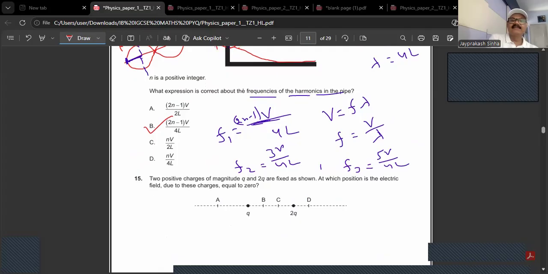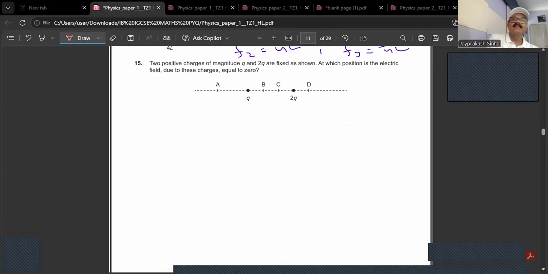Come to the next question. Now, two positive charges of magnitude Q and 2Q are fixed as shown. So this is positive and this is also positive. Okay. So at which position is the electric field due to these charges equal to 0? If we calculate the electric field here, we are considering a unit positive charge, plus one charge. So due to Q, it will be in this direction. Due to this 2Q also, it will also repel it.